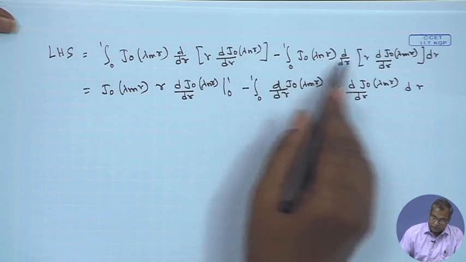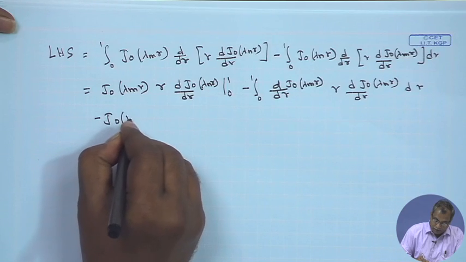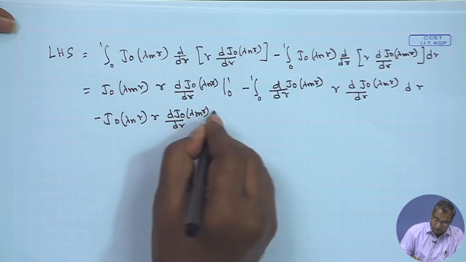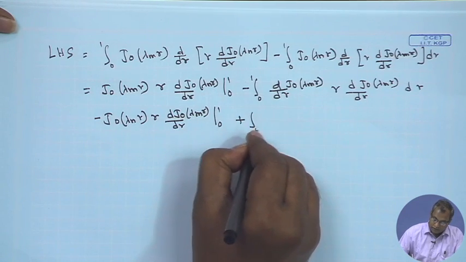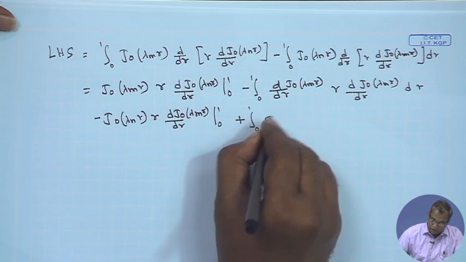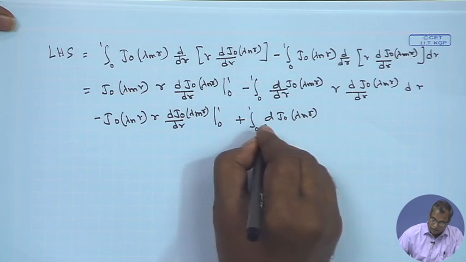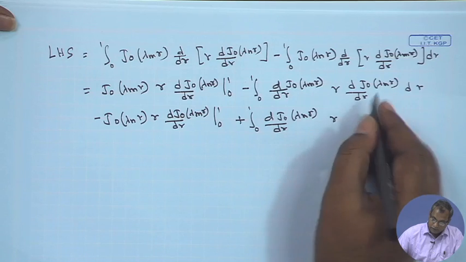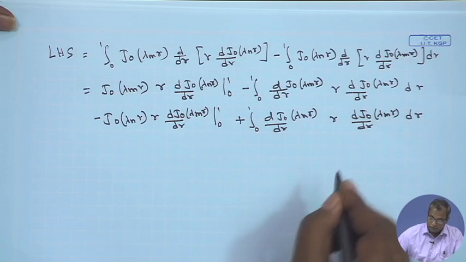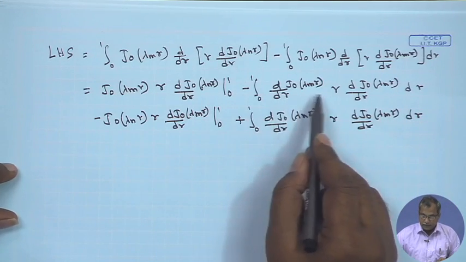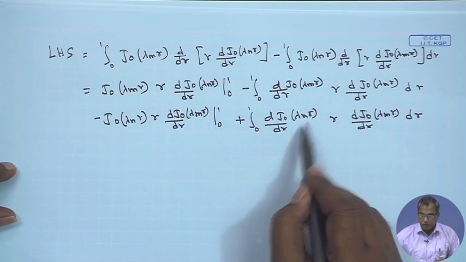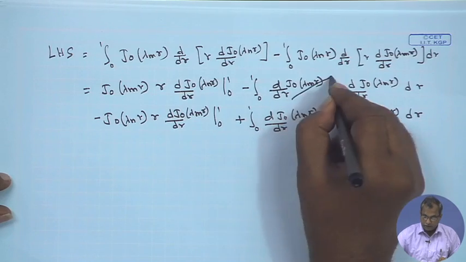Minus first function J₀(λₙr), integral of the second function r dJ₀(λₘr)/dr, from 0 to 1, minus minus plus the integral from 0 to 1 of the differential of the first function, dJ₀(λₙr)/dr, times the integral of the second function, r dJ₀(λₘr)/dr, dr. If you look at this integral, r dJ₀(λₘr)/dr dJ₀(λₙr)/dr, these will be equal and identical, but with opposite signs. So, these two will cancel out.